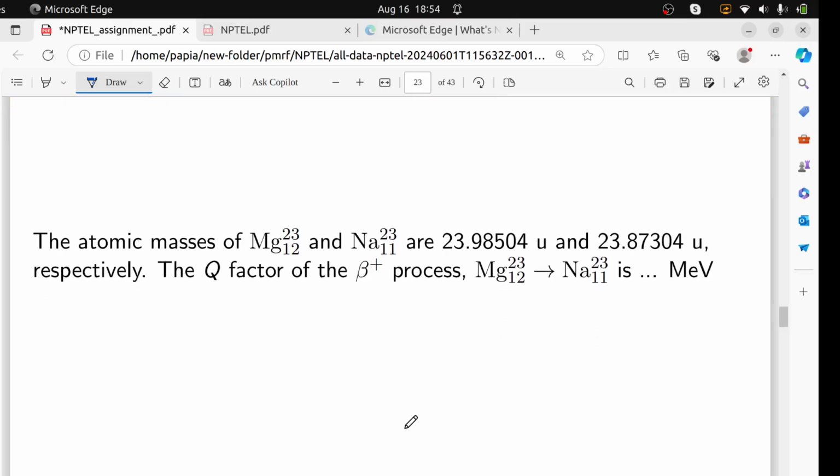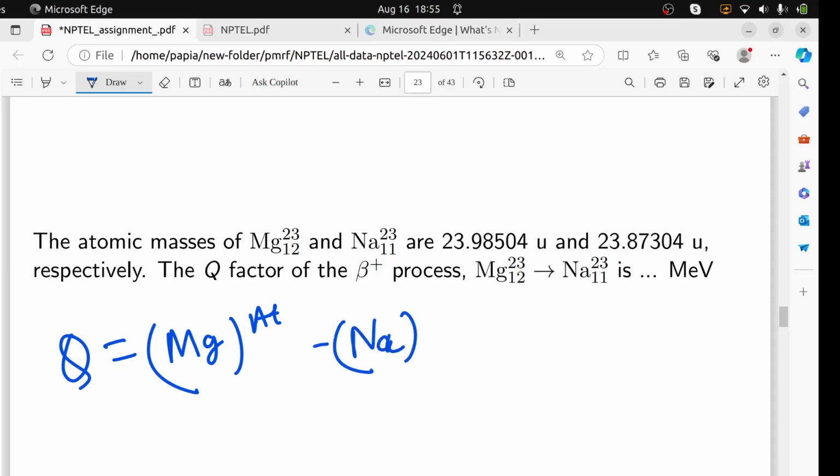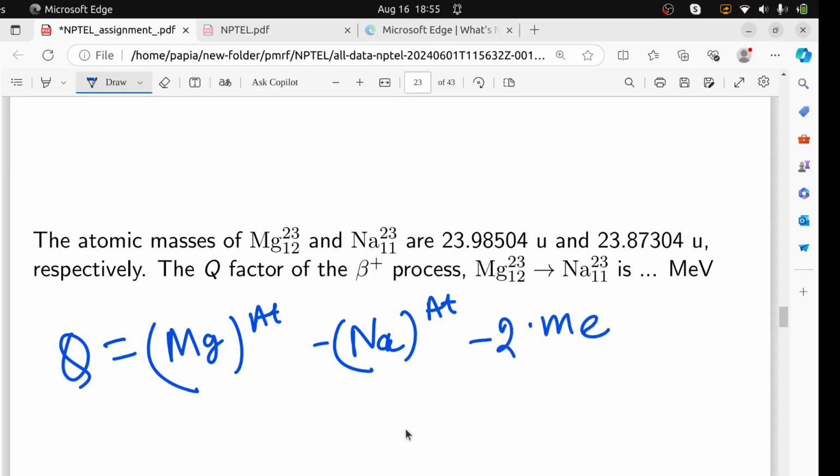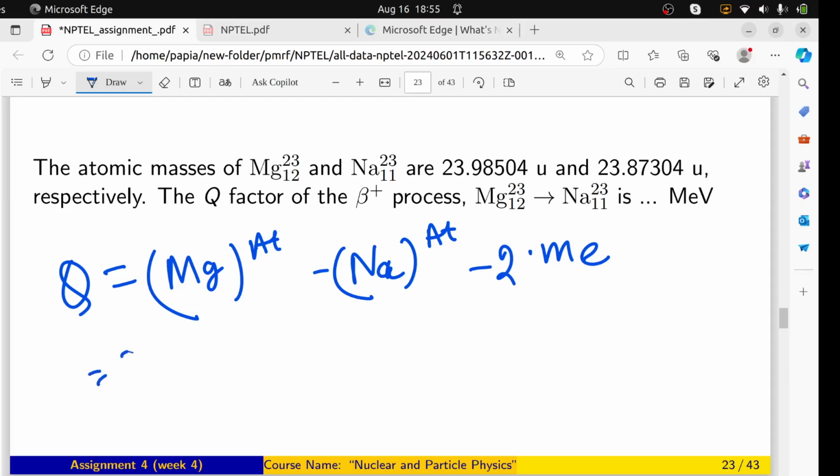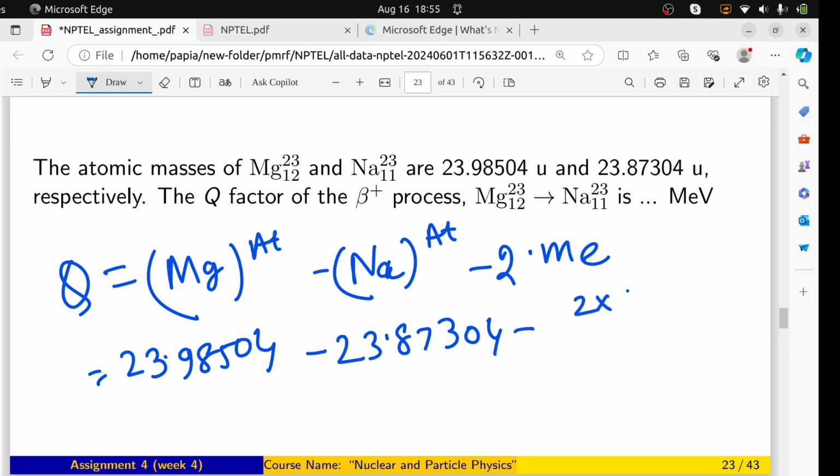So for the beta plus process, Q will be Mg atomic minus Na atomic minus 2 into me. So the value will be 23.98504 minus 23.87304 minus 2 into 0.511 divided by 931.5. As a whole, it is in U.